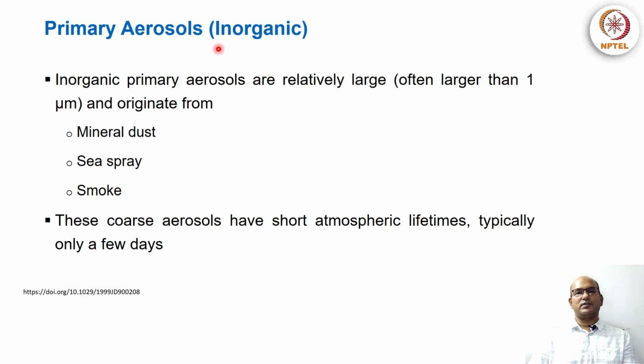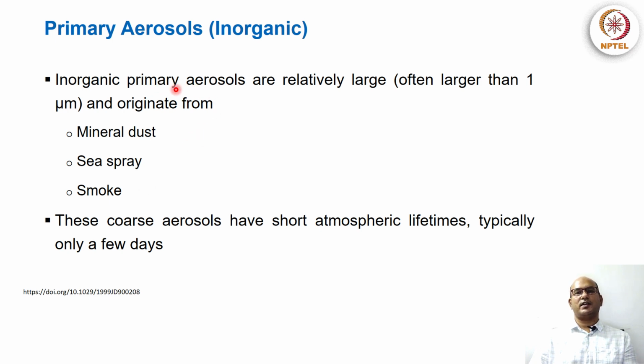The inorganic primary aerosols are relatively large, often larger than 1 micrometer, and their origination is through mineral dust, so maybe suspension of soil. When the soil is suspended, the smaller particles, smaller meaning more than 1 micrometer but less than maybe 10 micrometer, will suspend in the air. Then we have sea spray, which is during wave action. So we can have these primary aerosols from sea spray and then from smoking also.